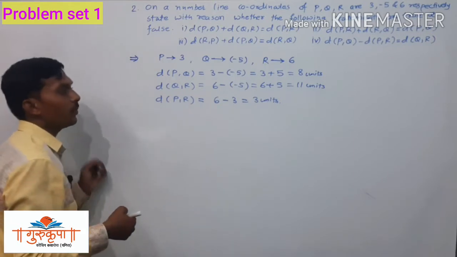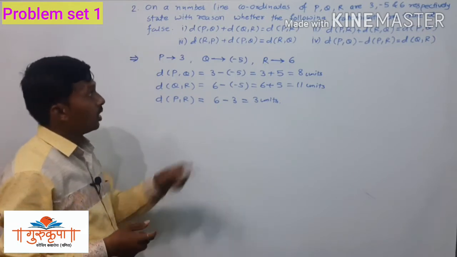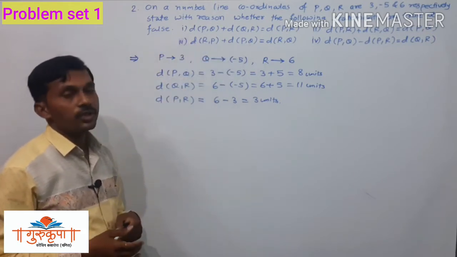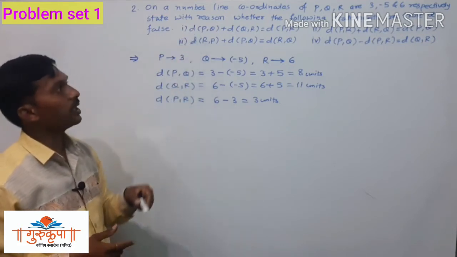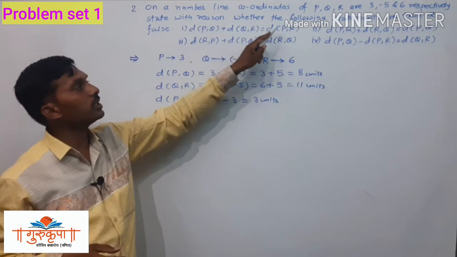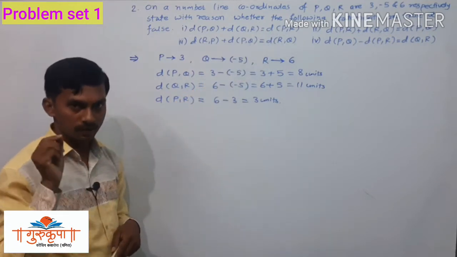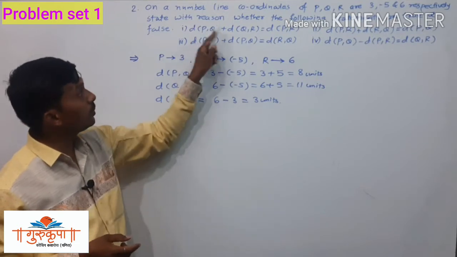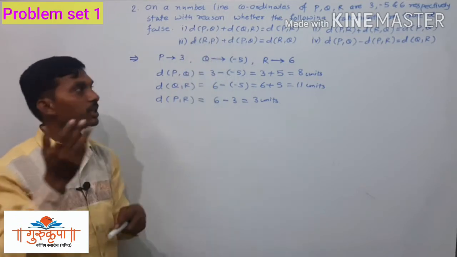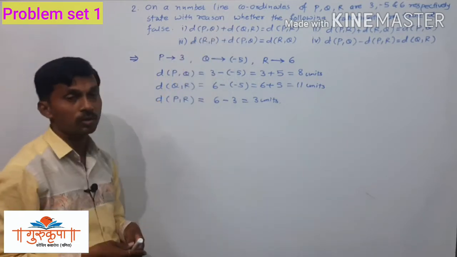And now we have to write out of these 4 statements which are true and which are false. So the first statement we have given is PQ plus QR is equal to PR. Now we will take only PQ plus QR and we will check whether it is equal to PR or not.